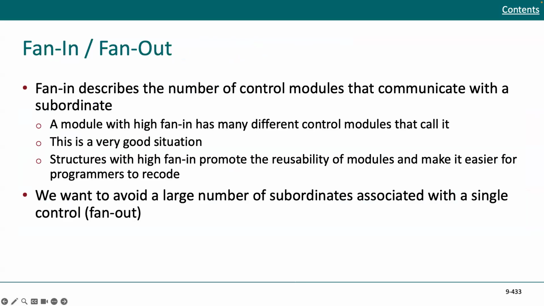What about fan in and fan out? Fan in describes a number of control modules that communicate with a subordinate. A module with high fan in has many different control modules that call it, and this is a very good situation. Structures with high fan in promote the reusability of modules and make it easier for programmers to recode. And we want to avoid a large number of subordinates associated with a single control, that is fan out.